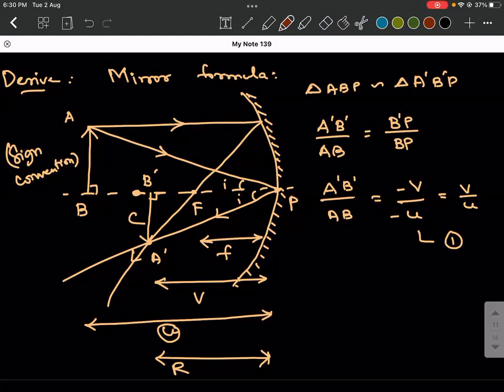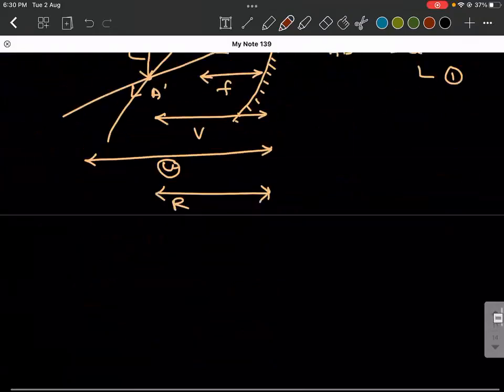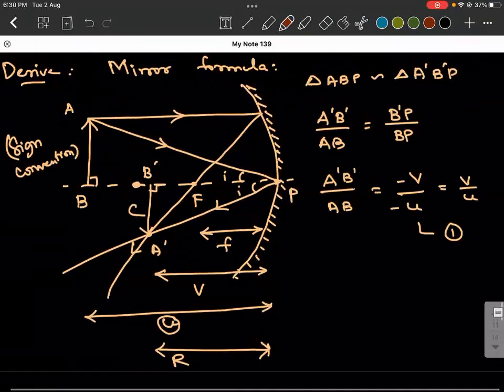In a similar way, if I look at the other right angle triangle that I have, then I will take it. So for that, I need to draw another diagram. First, copy this.